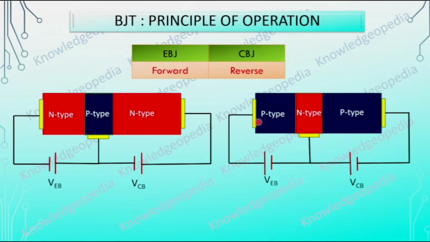Hope you understood this. To understand this operation, you should be very clear about the PN junction under different types of biasing, that is forward bias and reverse bias.